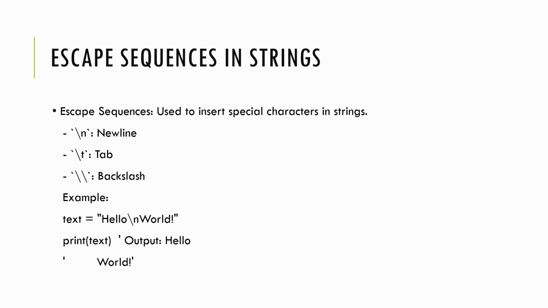Sometimes you need to include special characters in your strings, and that's where escape sequences come in. For example, \n adds a new line, \t adds a tab, and \\ adds a backslash. So if you print "hello\nworld", it will appear as two lines, hello on the first and world on the second.